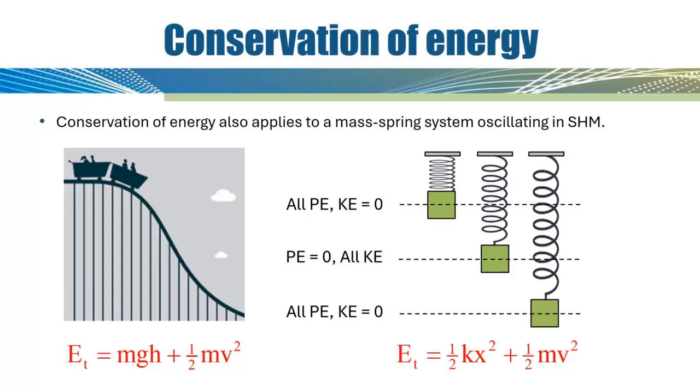When it's compressed, when we're at an endpoint, all of the energy is potential because we have no kinetic energy. So the total energy in this case would be equal to 1/2 kx squared because I have no kinetic energy. When I'm at this stretched endpoint, the same thing is true. But at equilibrium, all of the energy is kinetic because I'm at maximum velocity and I don't have any potential energy. So at equilibrium, we could say that the total energy is equal to 1/2 mv squared.